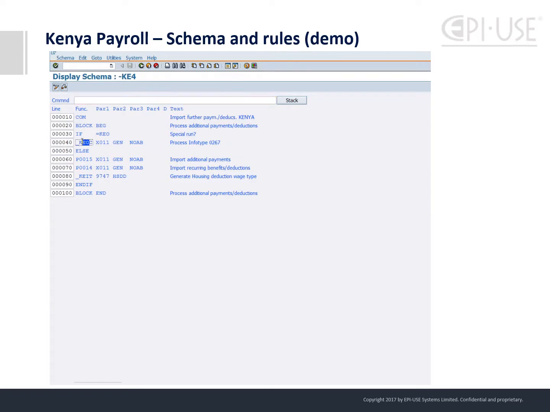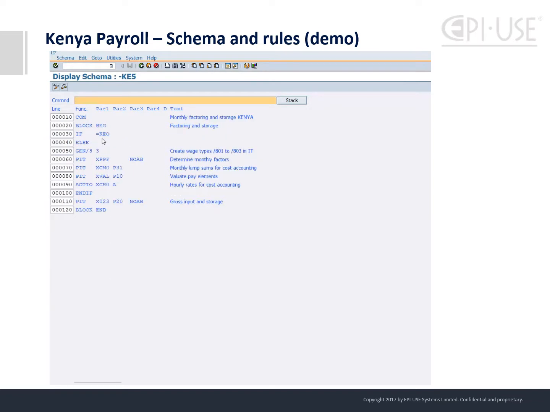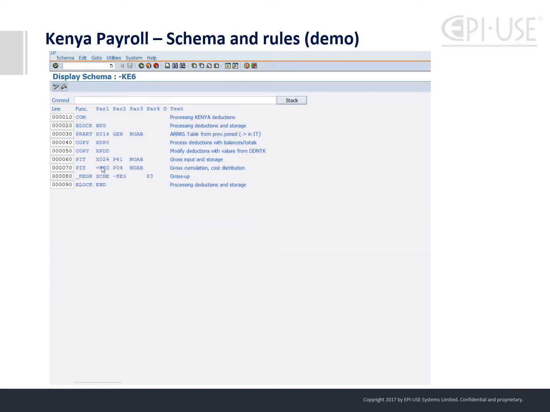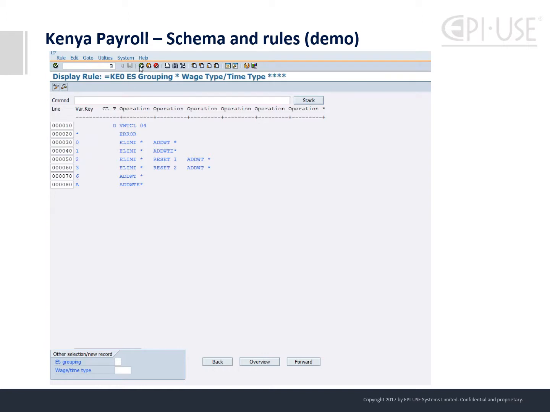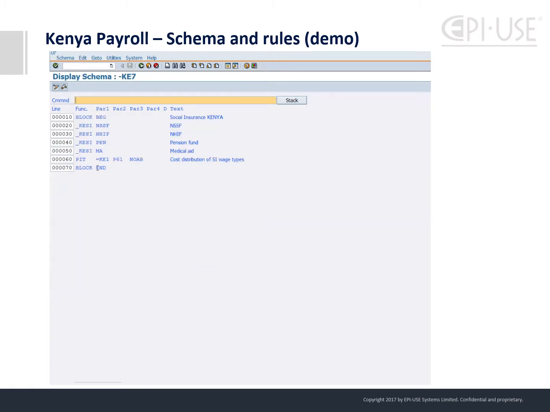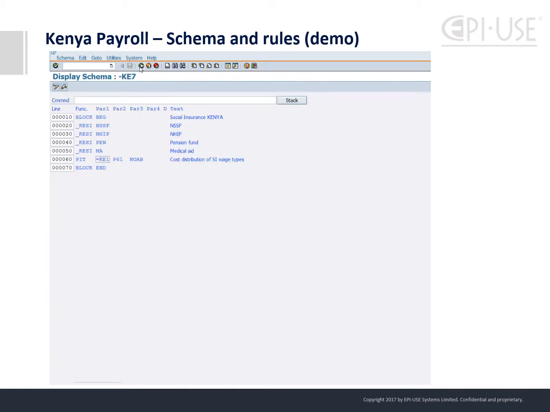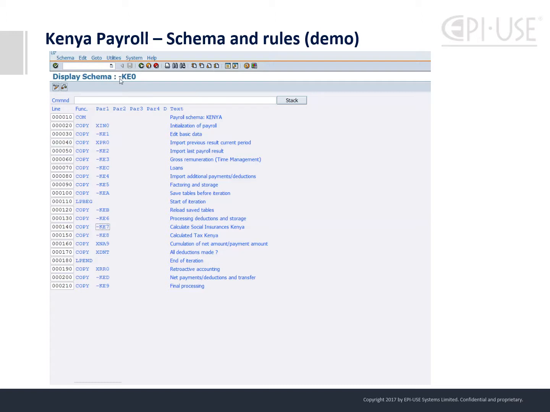We find functions that are related to Kenya, different functions. We also find standard functions and standard rules, as well as Kenya specific rules. So there are all the different functions, rules, operations, and all of this is found in the standard schema KE0 for Kenya.